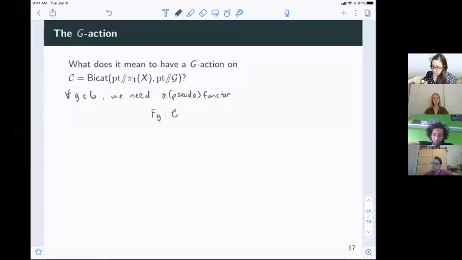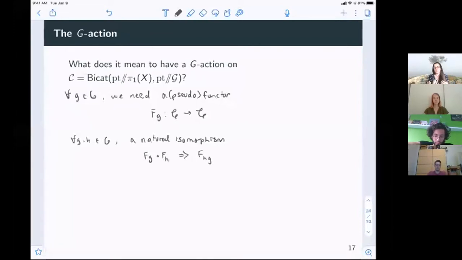F_g from C to C. So this is telling us how each g is actually acting on C, this functor. And then we also need, for all g and h in G, a natural isomorphism from F_g composed with F_h to F_{hg}. So this is telling us that these functors are actually assembling into a group action. And when we talk about pseudofunctors, again, what we mean is functors that are preserving identity and composition only up to a 2-isomorphism.